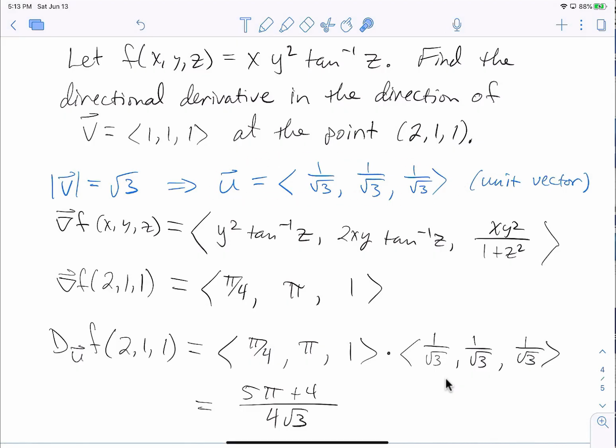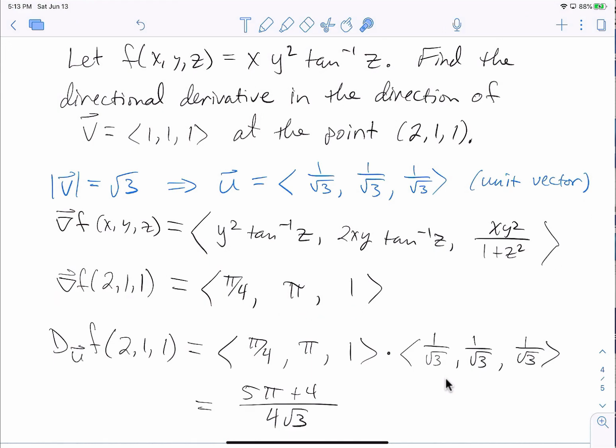That aside, del f of x, y, z is going to be the partial of f with respect to x. So that's going to be y squared times the inverse tangent of z. Then the partial with respect to y, so 2xy times the inverse tangent of z. And then the partial with respect to z. Differentiating the inverse tangent function is going to give me a 1 plus z squared in the denominator, and the numerator is, of course, the constant with respect to z, x y squared. Evaluating those components at (2, 1, 1), we get the vector (pi over 4, pi, 1), that's del f.